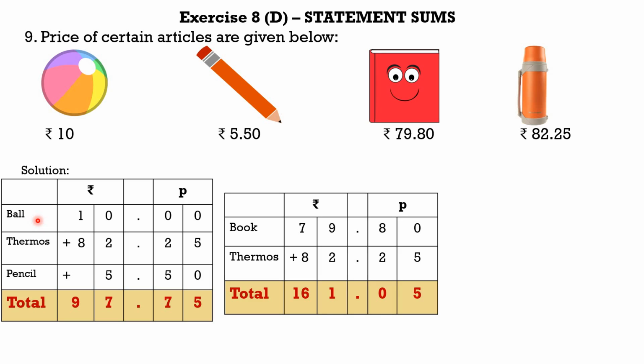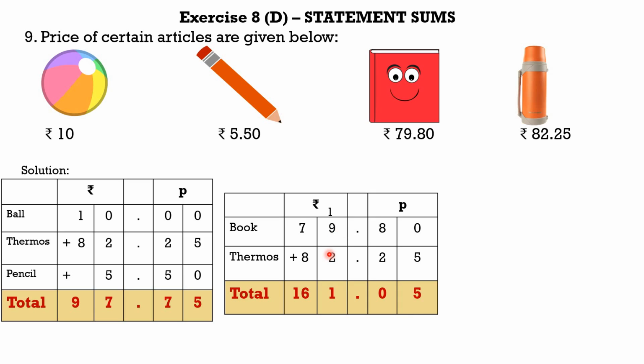The next one we have to do is book and a thermos. The book costs 79.80 paise, thermos costs 82.25 paise. So let's do the addition. 0, 5, 5. 8 plus 2 is 10. So we write 0 down and carry over 1.